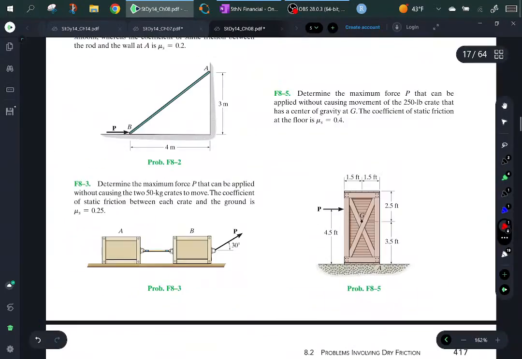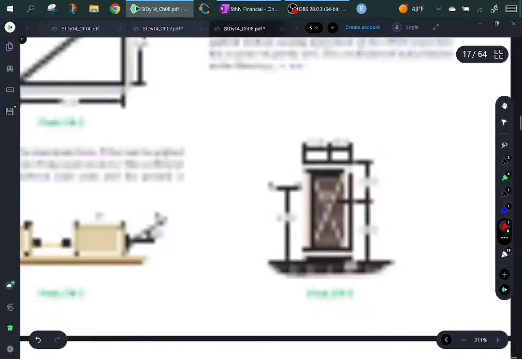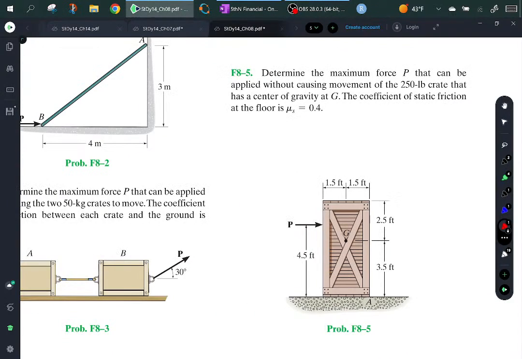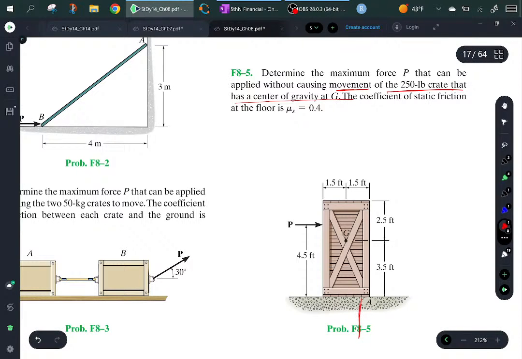If you want to take a simple case like this, and I don't even need to take this over, determine the maximum force that can be applied without causing movement of the 250 pound crate that has a center of gravity here. Sorry about that. So we'll just put that there, and then we'll put this here, and then we'll put this here.